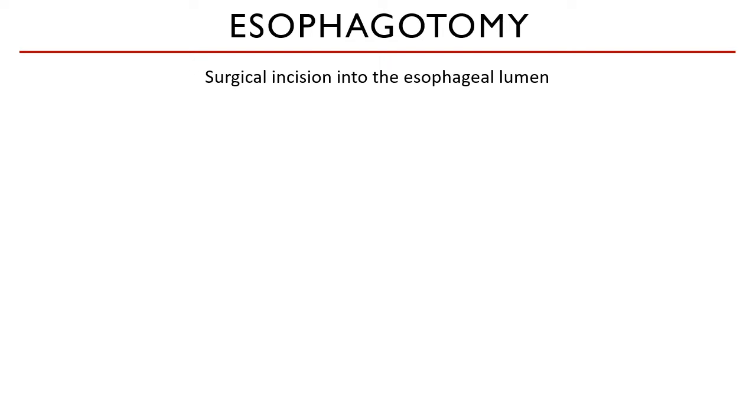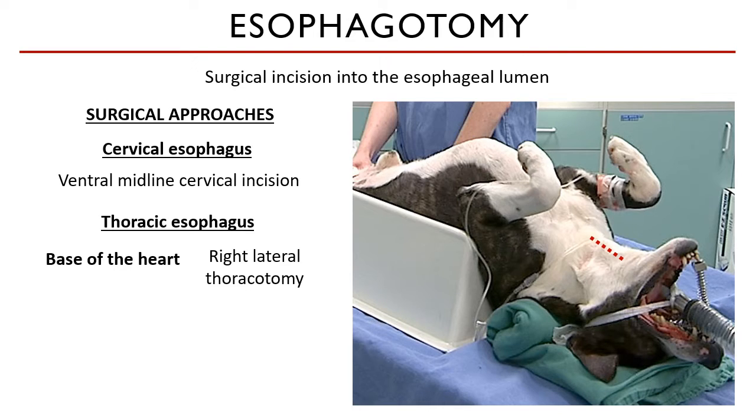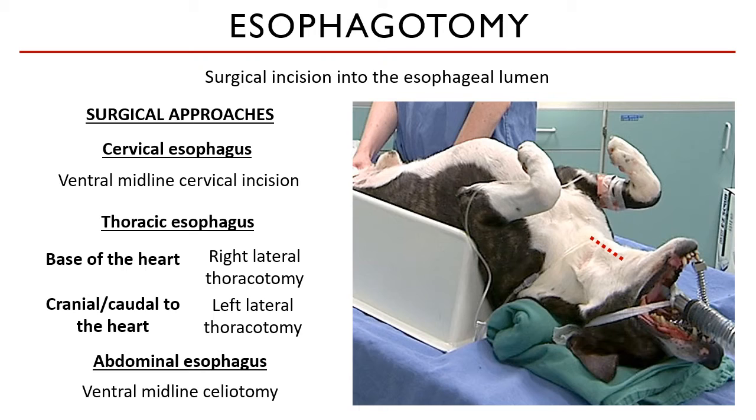The surgical approach would depend on the specific region of the esophagus where the foreign body is lodged. If it is in the cervical esophagus, a ventral midline cervical incision on the ventral neck is done, as you can see in this image. If it is in the thoracic esophagus, at the point of the heart base, the approach would be a right lateral thoracotomy. If the foreign body is cranial or caudal to the heart, a left lateral thoracotomy is indicated. A ventral midline celiotomy is indicated for distal esophageal foreign bodies, but this is commonly shifted to a gastrotomy approach.